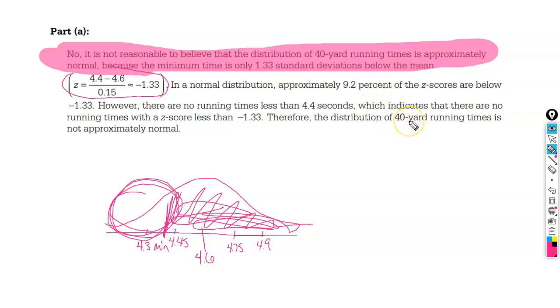Some people even on this one to say no did normal CDF. You could go normal CDF from negative 9999999 to 4.4. Then you put your mean and standard deviation in, and you got this 9.2% of the data should fall below 4.4, and that's significant. And it doesn't. And because it doesn't, it is not normally distributed. Okay, here's an explanation there as well.